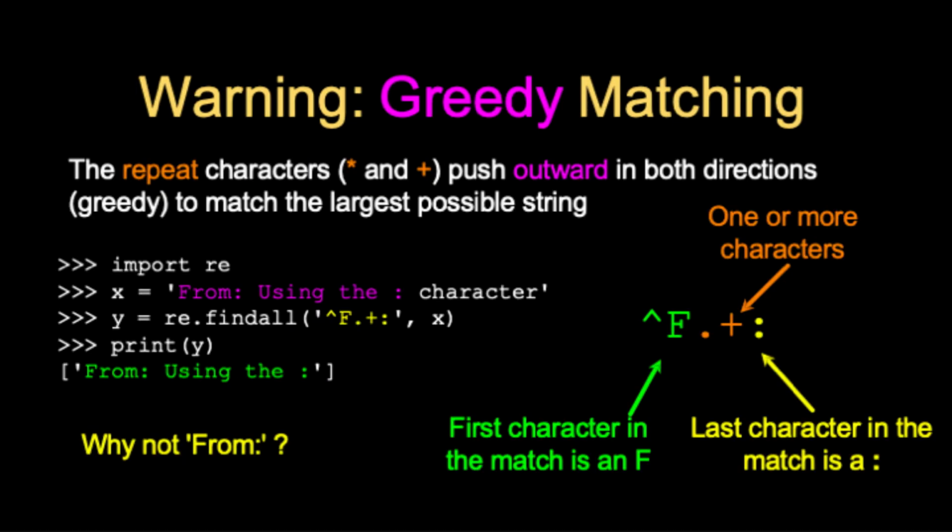A critical behavior to understand is that the repetition operators asterisk and plus are greedy by default. They will match the longest possible substring that satisfies the pattern. Consider the string "From: Using the : character" and the pattern ^F.+:. This means start of line and F, then one or more of any character, then a colon. The greedy plus will consume as much as possible, resulting in the match "From: Using the :". This might not be what we wanted if we were just looking for "From:".